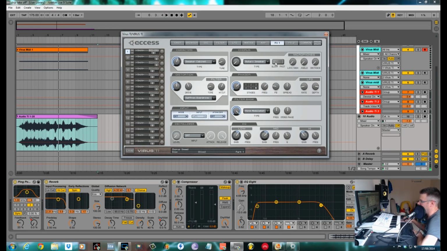The low angle, which is the angle for the low speaker, if that makes any sense, low/high. You want it aiming towards the lows, about 15%. And the angle, about the same, about -20. The distance set to about 6 centimeters.